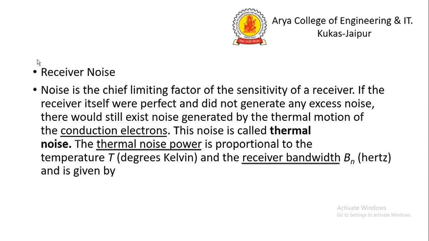The receiver noise is the chief limiting factor of the sensitivity of a receiver. If the receiver itself were perfect and did not generate any excess noise, there would still exist noise generated by the thermal motion of the conduction electrons. This noise is called thermal noise. The thermal noise power is proportional to the temperature T in degrees Kelvin and the receiver bandwidth Bn in hertz, and is given by the following.